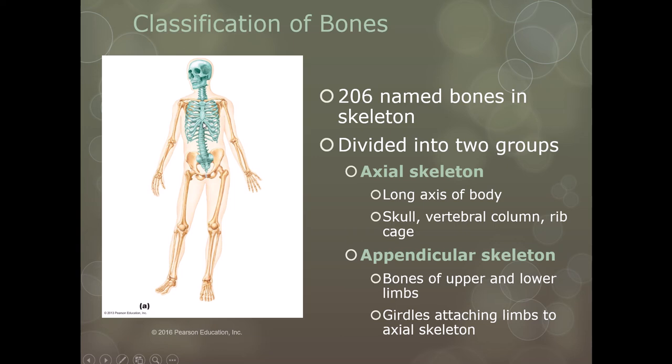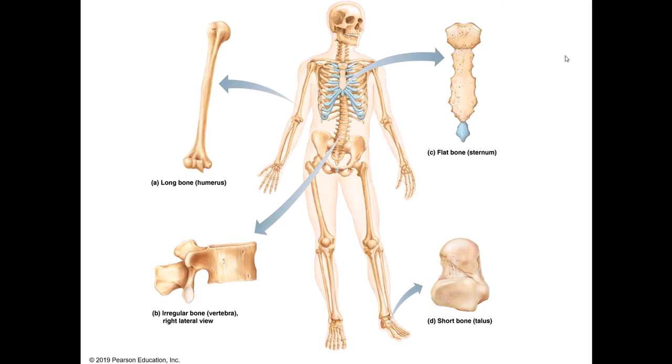The appendicular skeleton consists of the bones of the upper and lower limbs, as well as the girdles that attach those bones to the axial skeleton. So for the lower limb, that's the bones of the pelvic girdle, and for the upper limb, that is the bones of the pectoral girdle. So this is one of those places where you can start to divvy up the skeleton so that you're not trying to learn it all at once. This is a nice clear demarcation point. Focus on just the axial skeleton and focus on the appendicular skeleton.